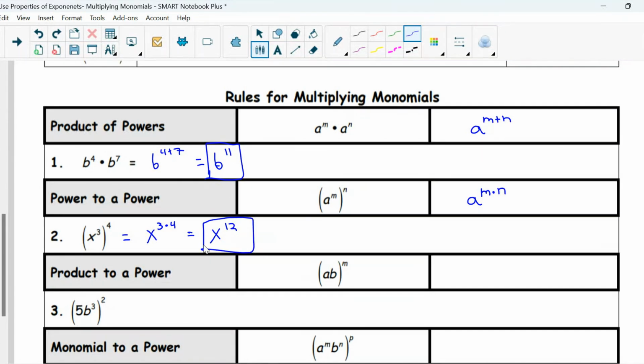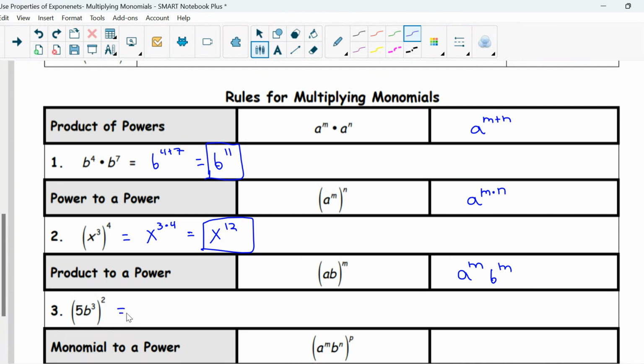Okay, our third rule here is product to a power. So when we have a product here, we have a times b, where you could either have a variable or a constant for both of these. It's the same as saying a to the mth power times b to the mth power.